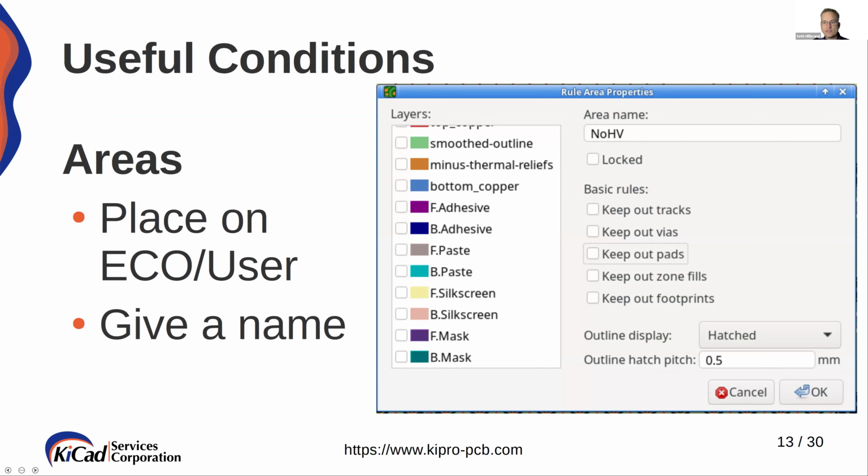These are called rule areas, and you can give your rule area a name. See, in the top right-hand corner here, we're calling our rule area no HV. And the basic rules here: keep out tracks, keep out vias, keep out pads, keep out zone fills, and keep out footprints. These are ones that we know people like to use a lot, and we don't require that you write a custom rule for it. We just have some check boxes there for the rule area. If you're not going to require any of those, then just leave them unchecked. You can still make your rule and assign it your own constraint based on the area.